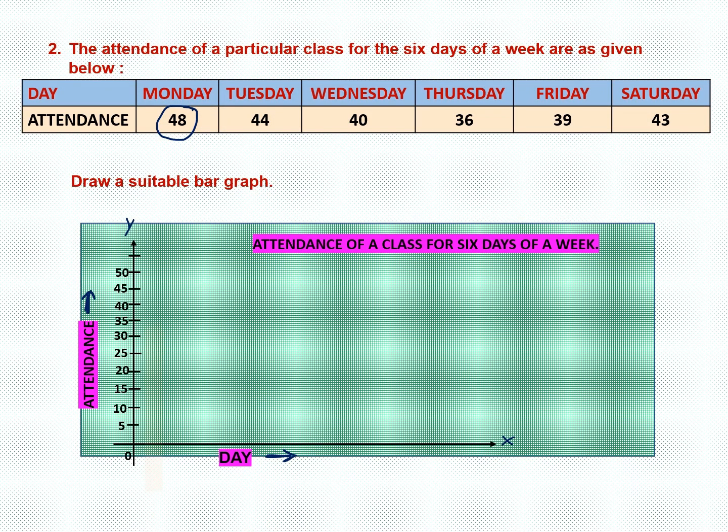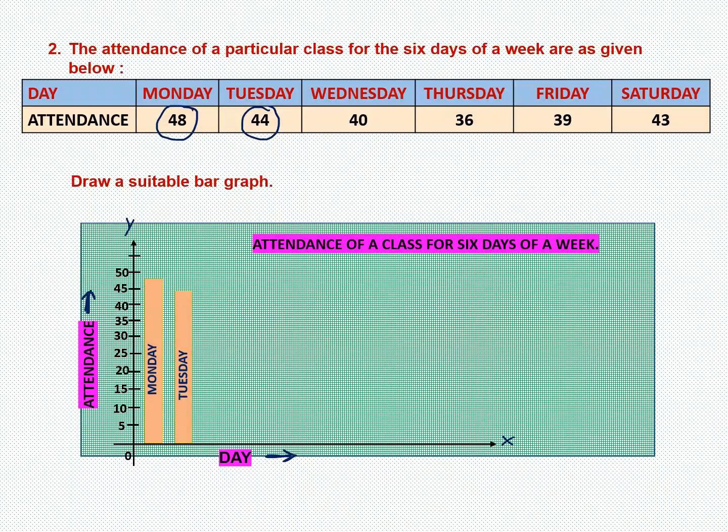So let's draw the first one. So we have a bar going right up to 48 and we will put Monday inside the bar. So that is on Monday. Now the second one, Tuesday, has 44. So you know where 45 is? Just below 45 you will have 44. So our next bar is going up to 44.